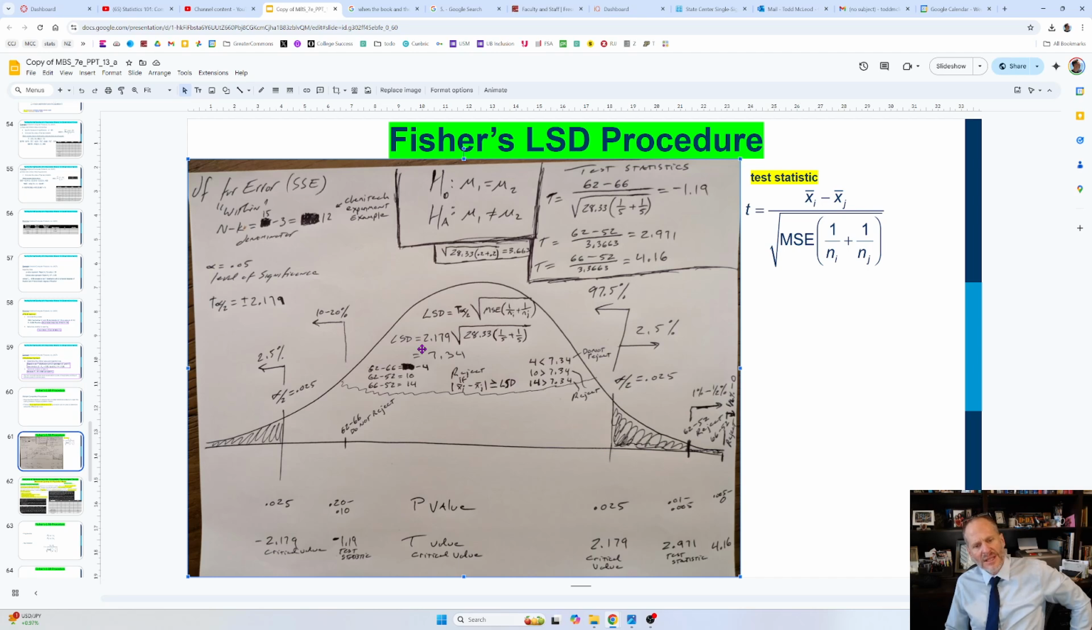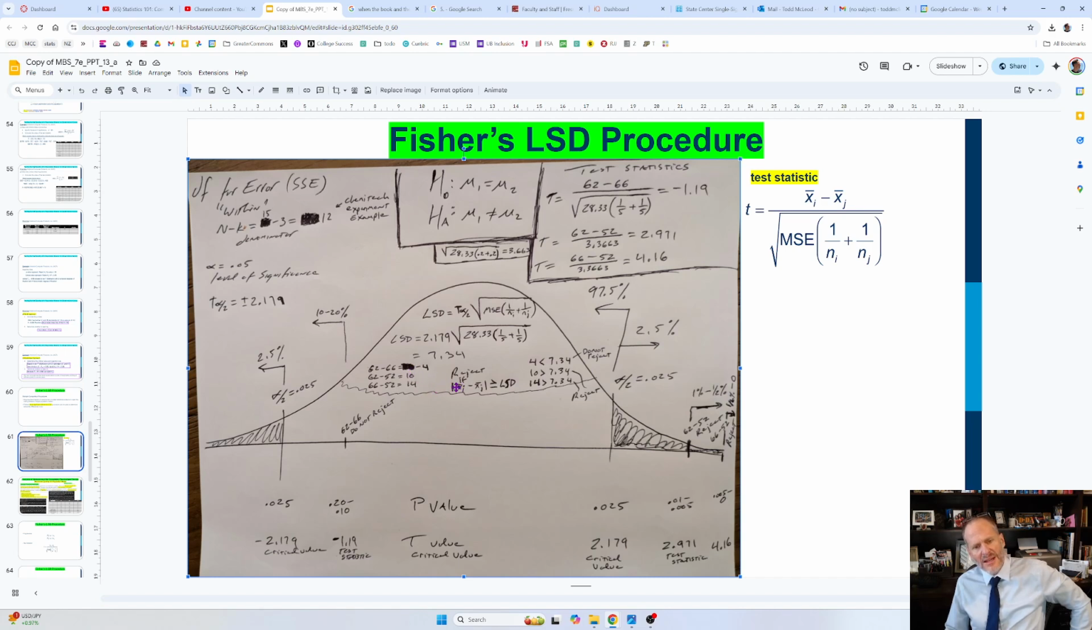And now what Fisher's LSD says is you can get your LSD, and that becomes like a critical value, and you can test your test statistic against that critical value. Your test statistic is going to be the absolute value of the difference between means. Up here we did 62 minus 66, 62 minus 52, and 66 minus 52. Forgive me if I said some of those wrong, because my eyes maybe aren't what they used to be. So we get -4, 10, and 14.